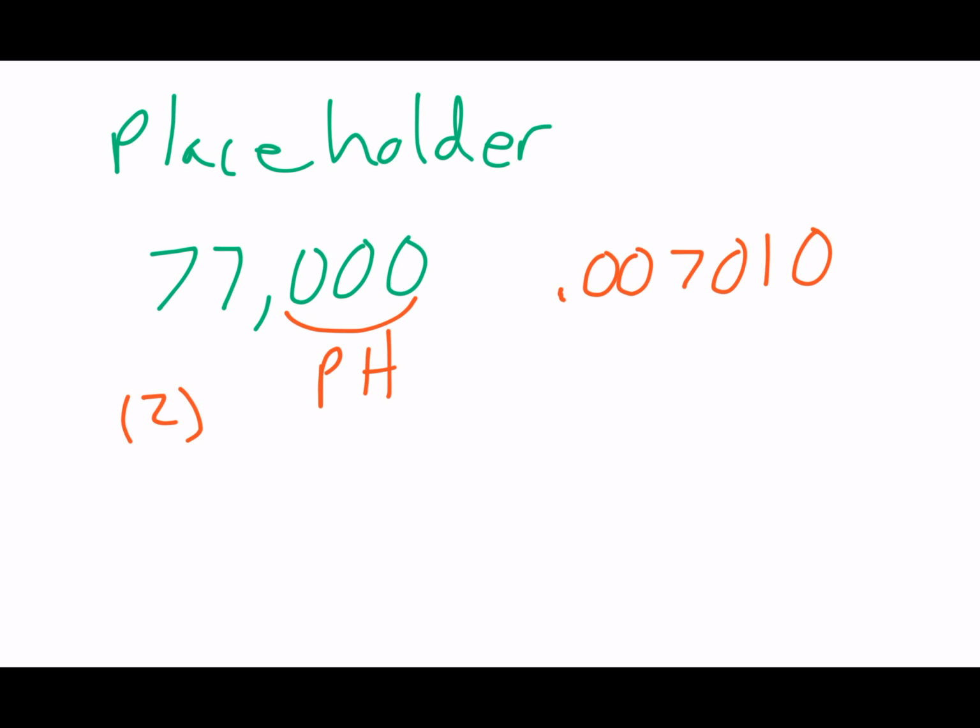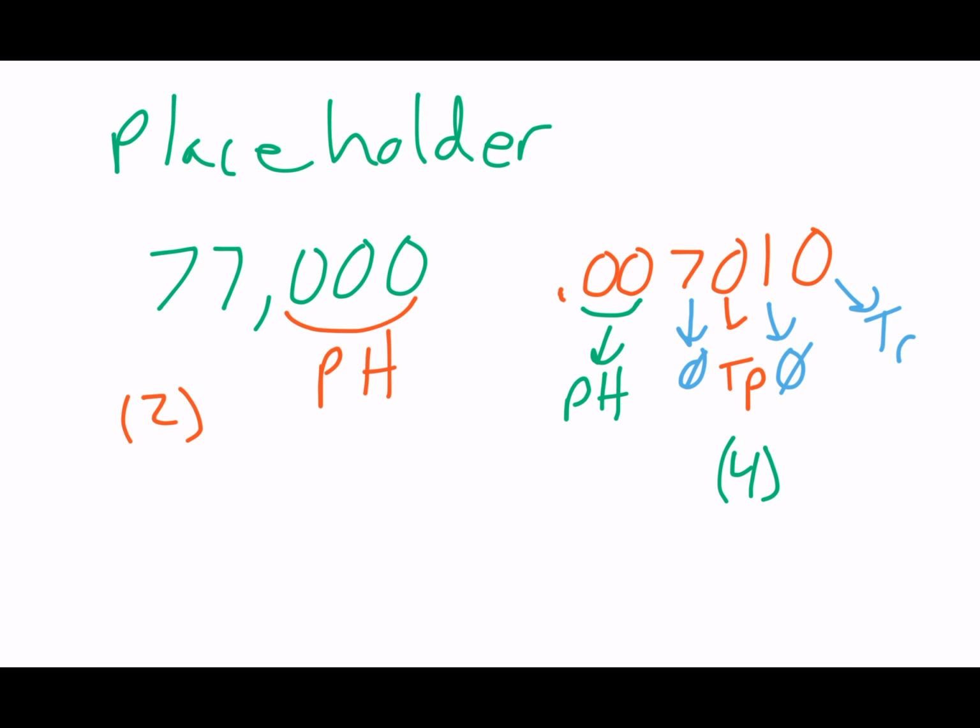0.007010 would be one. You could go through and tackle the easy ones first, the non-zero. Then this 0 right here becomes trapped because it's between the two non-zero numbers. This 0 on the end is a trailer because it doesn't need to be there, but yet it is, for accuracy purposes. And then that would mean these two zeros here are placeholders. So this number here would have 4 sig figs.